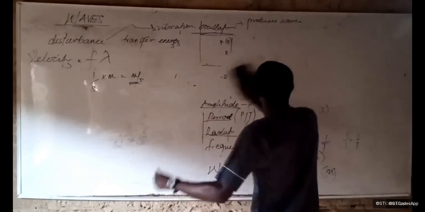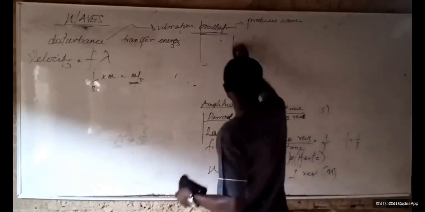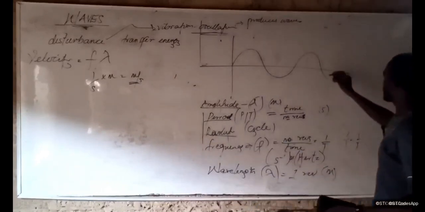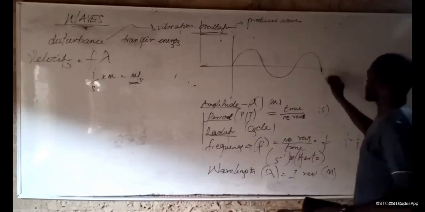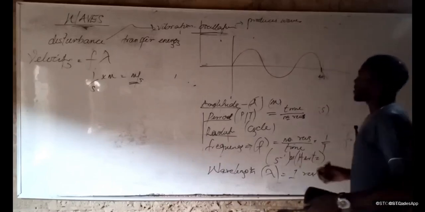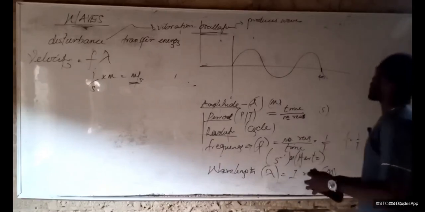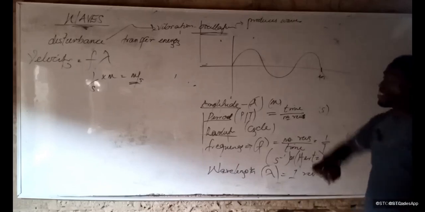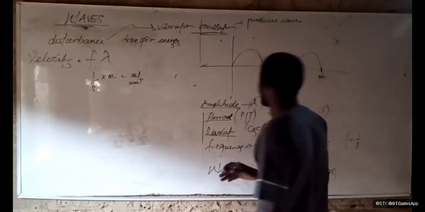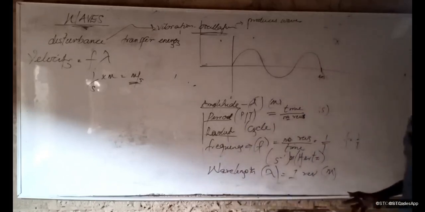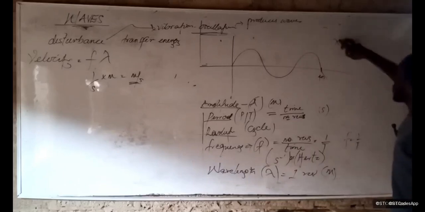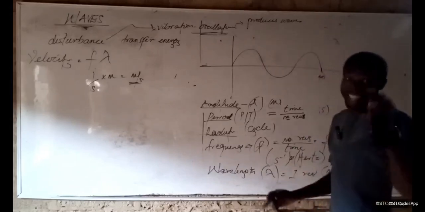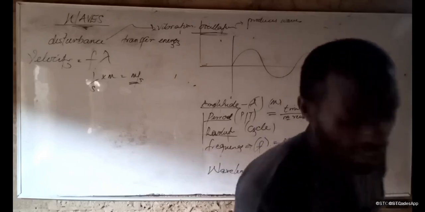What if you were given a wave like this, and you were told that this point here is 4 meters, and with this you are now told to find the wavelength. So how do you find the wavelength with this? Now it's very simple. What you want to do is this. First check how many wavelengths are here. How many cycles do you find here?